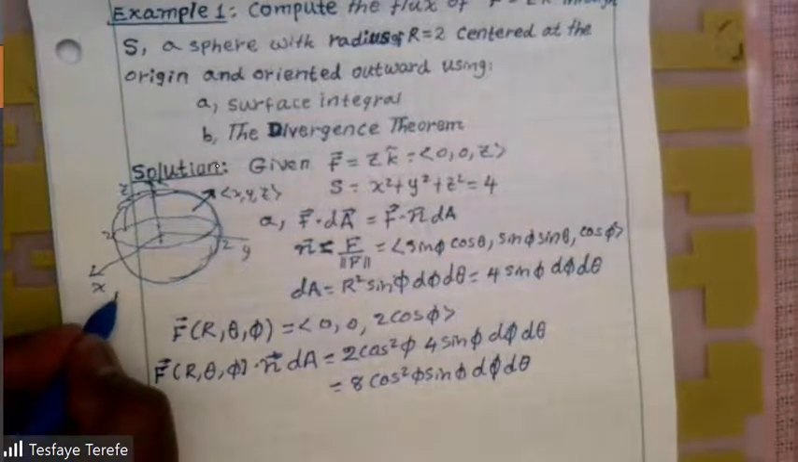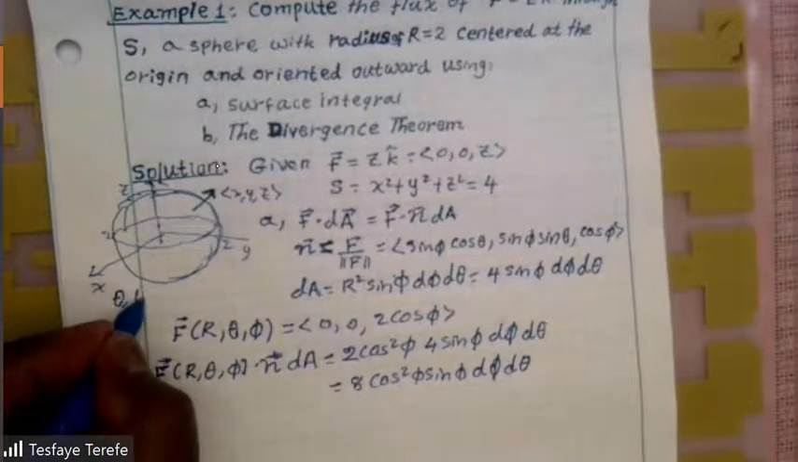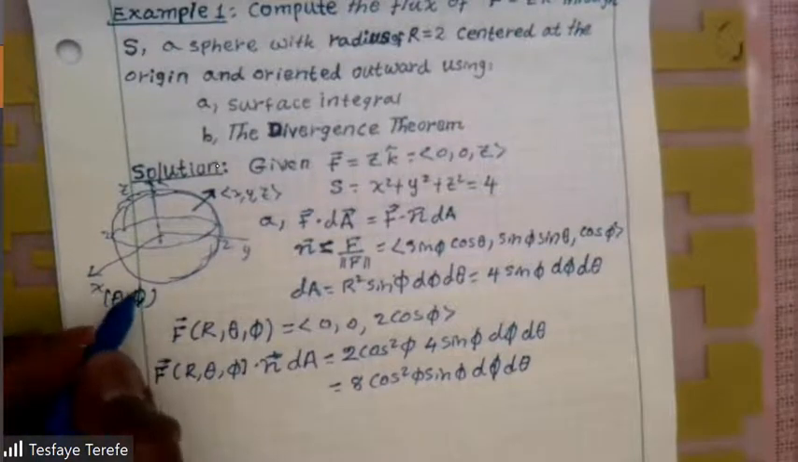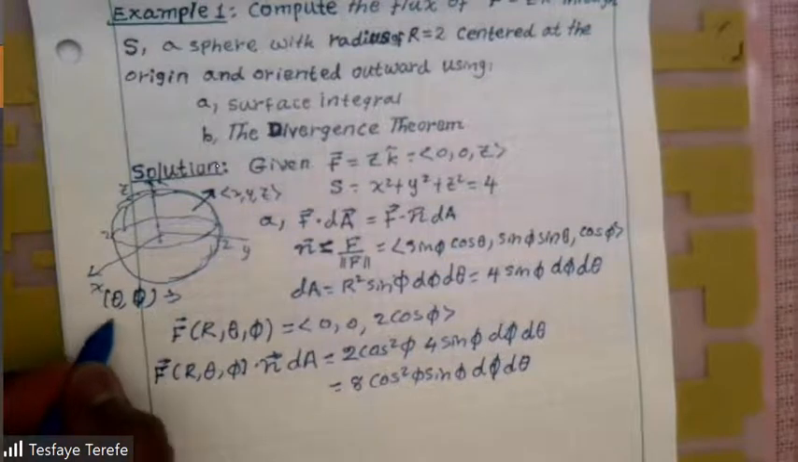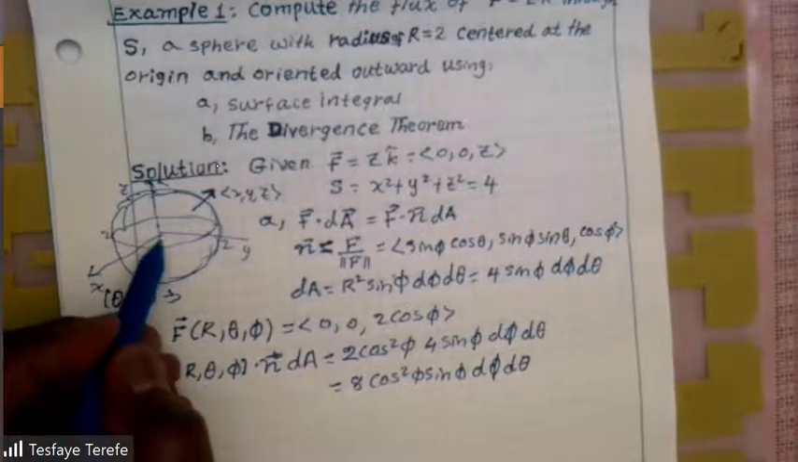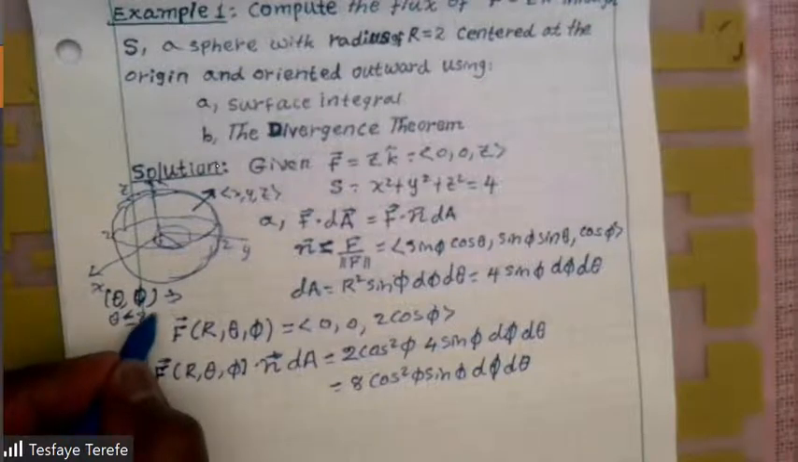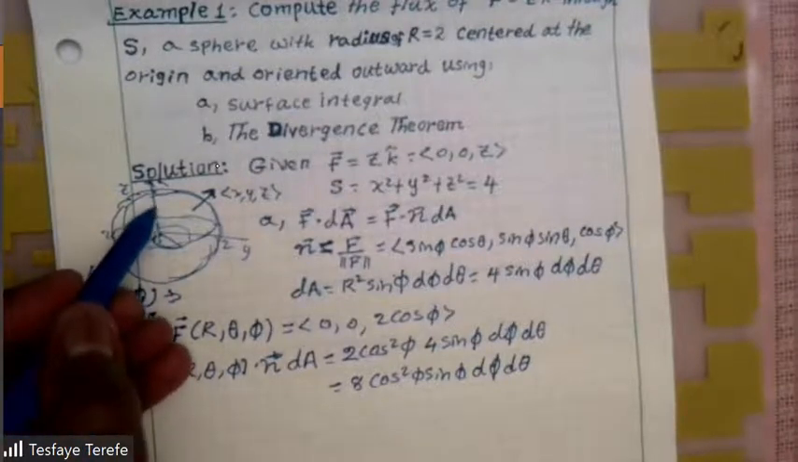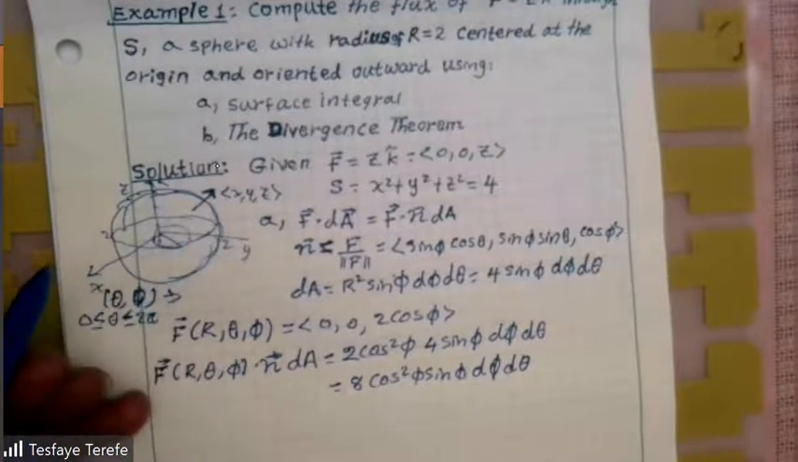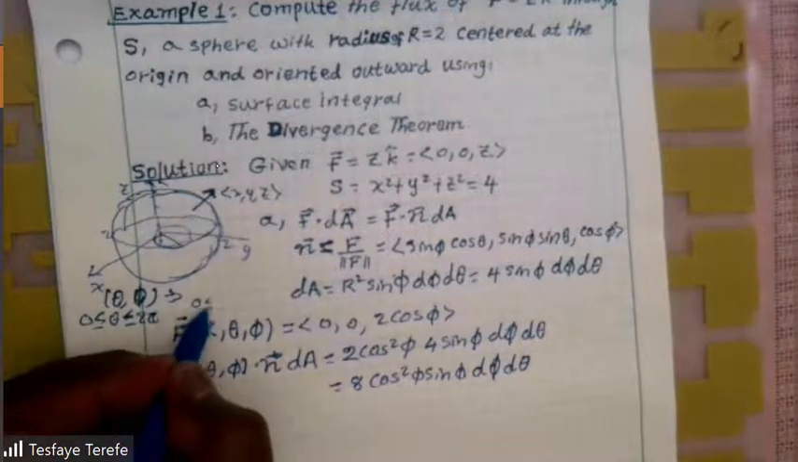What is really left is setting up the integral. The flux is going to be this, the integrand is this one, but one thing is really missing: I have to set up the boundary. What is changing? Theta and phi are the ones changing. Theta is moving around, so it is from 0 up to 2 pi. And phi, we always start from the positive axis and go to the negative axis, and that is from 0 to pi. That's it.